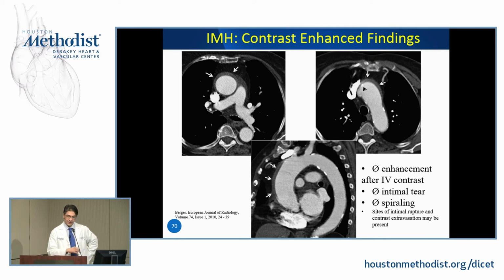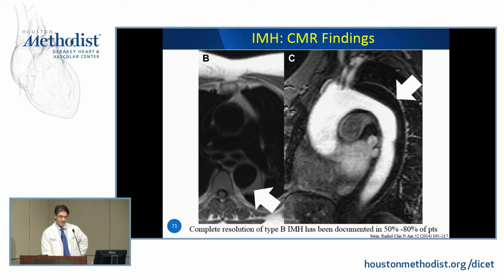You won't ever find an intimal tear, but you'll see this spiraling concentric darkness around the lumen of the aorta, and that's your intramural hematoma. And this is what it would look like. CMR can really show it to you because you have so many different sequences that can display things in different tissue contrasts.